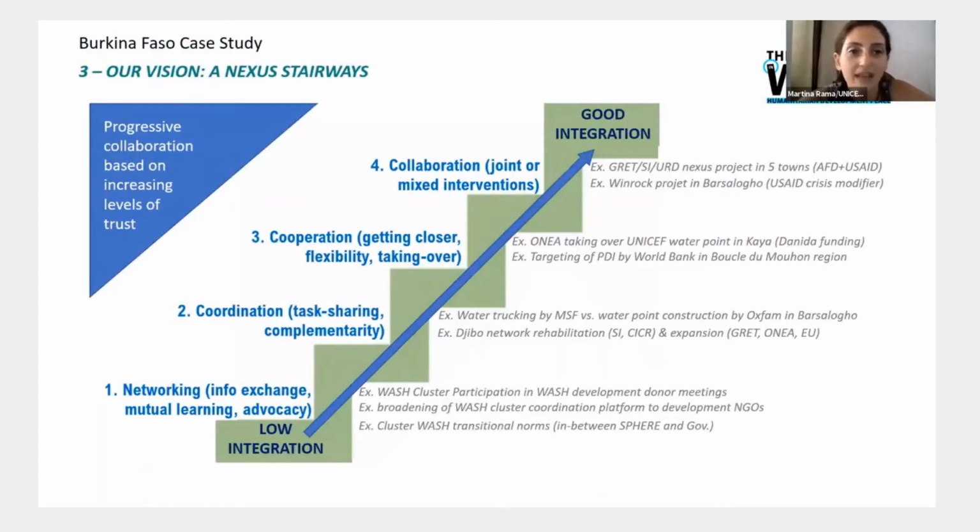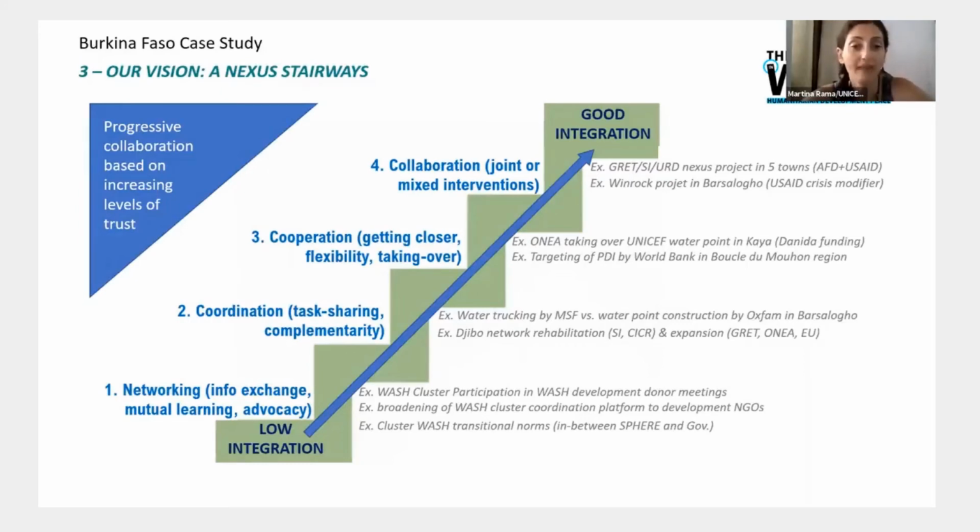So the vision we have in Burkina Faso of the nexus is that we see it as a stairway in which we have progressive collaboration between these different stakeholders based on increasing level of trust. The first step of the stairway is really to have networking and information exchange, contact and communication between the two different stakeholders. So we really encourage meetings with humanitarian actors and development actors talking to each other to explain what each of them is doing in the same areas, so that we have this information exchange, which is very important.